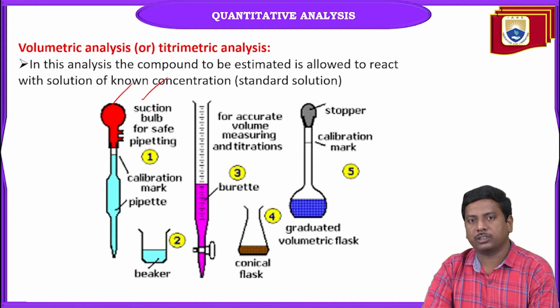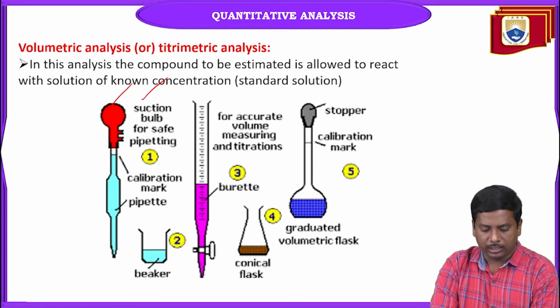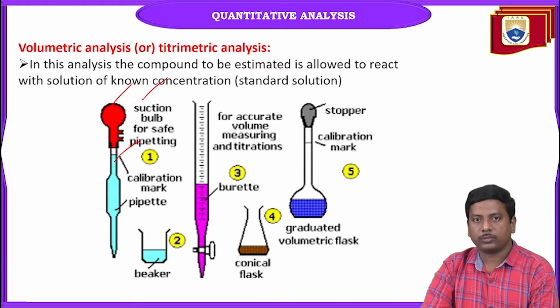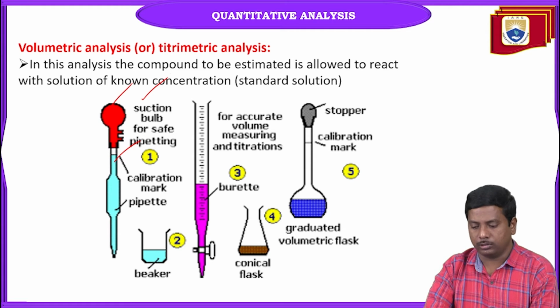With the rubber bulb, we suck up the solution, and there is a mark. That is called the calibration mark. This calibration mark is used to know how much of the solution is sucked into that particular equipment. In this case, the calibration mark is different for colorful solutions and colorless solutions.